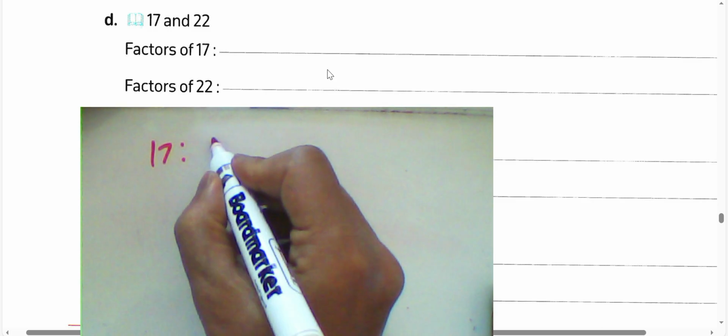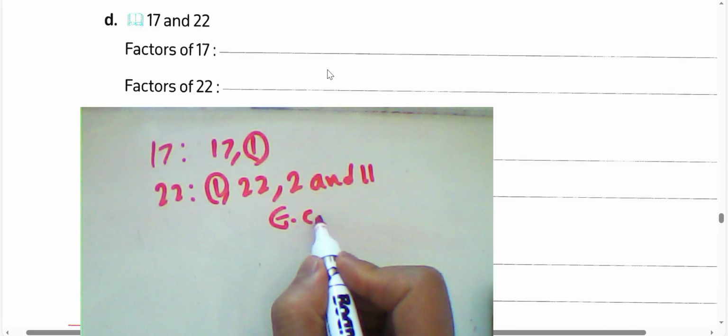Next question. Factors of 17 and 21. 17 and 21, we call them relatively prime numbers. Then factors of 17, right? 17 and 1 only. And factors of 22, 1 times 22 and 2 times 11. Then the greatest common factor between them will be 1 only.